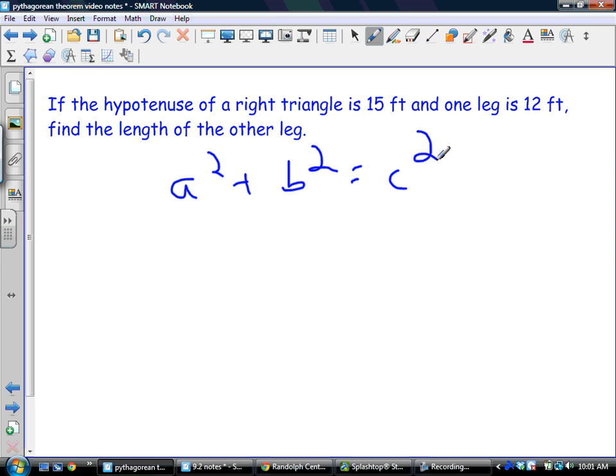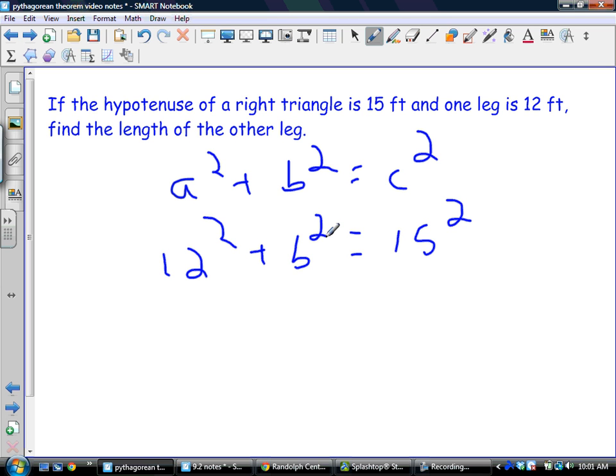And we'll plug in what we have. Well, this time we have the hypotenuse is 15, so that has to go in for c. We also know one leg is 12. I can put that in for a or b. It doesn't matter. So I put it in for a. I have 12 squared plus b squared equals 15 squared.